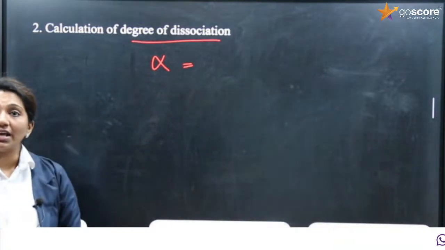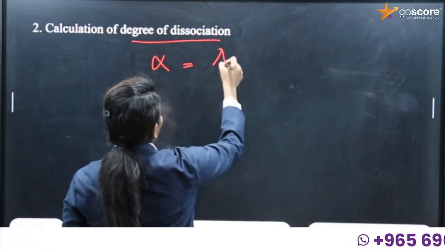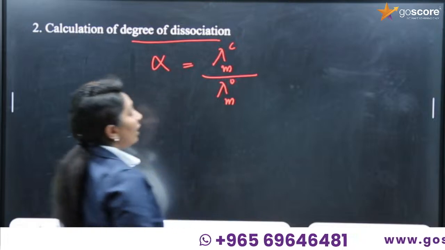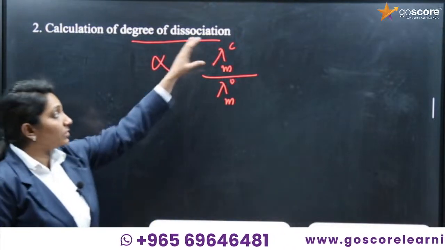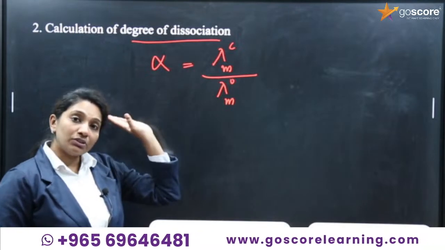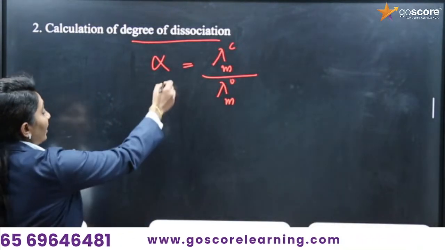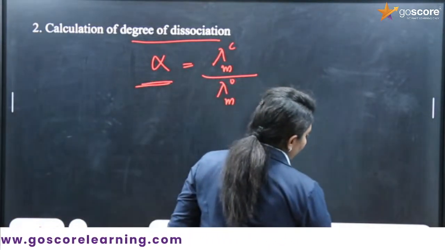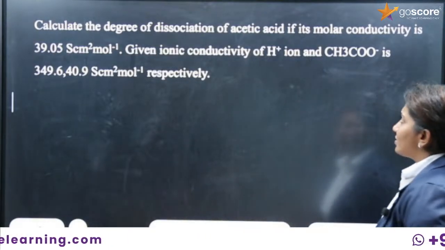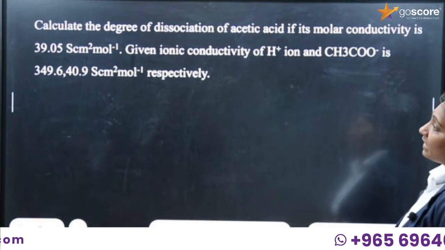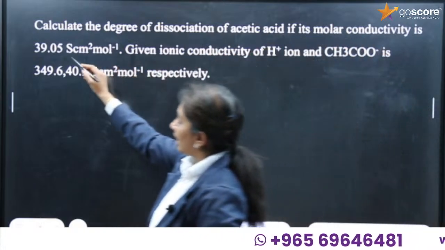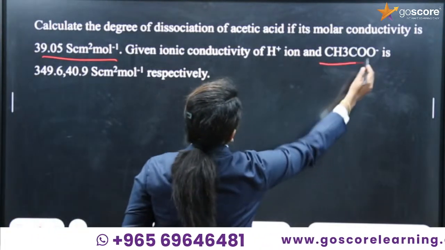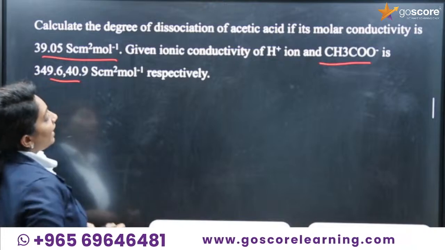the degree of dissociation alpha will be equal to the molar conductivity at concentration C divided by the limiting molar conductivity. If the molar conductivity at a particular concentration is given, and if you know the limiting molar conductivity, you can easily find out the degree of dissociation alpha. So see, they calculate the degree of dissociation of acetic acid. If its molar conductivity is given as 39.05. Ionic conductivity is given here for acetate ion as well as for the H plus ions.